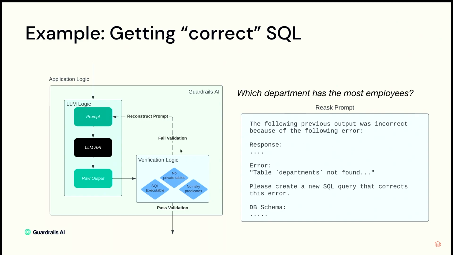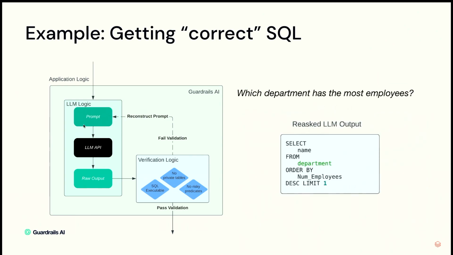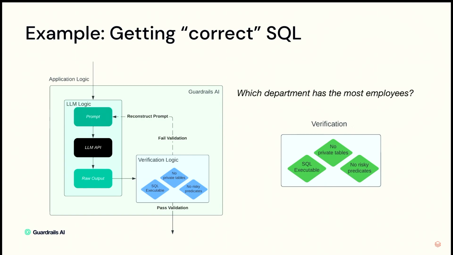So this is the reconstruct prompt step. This prompt is then sent back to the LLM API, and we end up getting this response of the raw output, where we see that now the table name is corrected to department. When we run this through our verification suite, we see that all 3 tests pass, and so we continue this on outwards to our application logic and maybe show some visualizations, whatever the user might need.